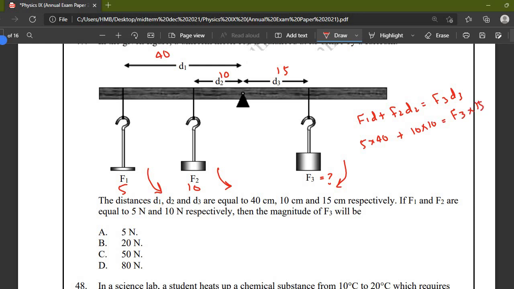So if we calculate this expression, 5 into 40 will be equal to 200, plus 100, equals 15 F3. So 300 divided by 15 will be equal to F3. So the correct answer for this question number 47 would be equal to 20 newtons. So option B in question number 47 is the right answer of this question.